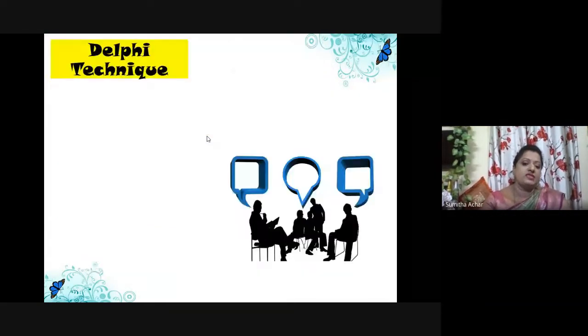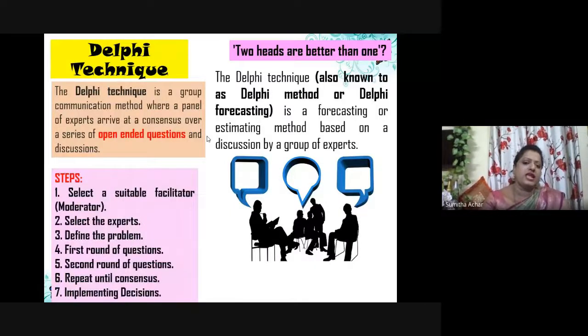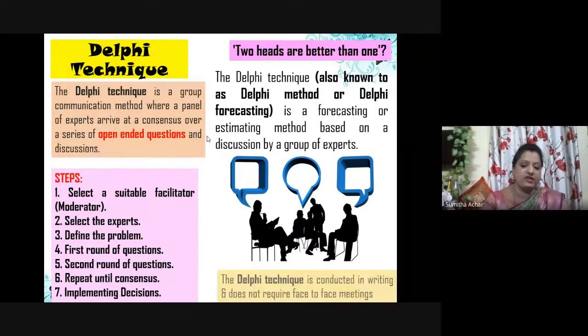Then next we have the Delphi technique, right? The Delphi technique is a group communication method where a panel of experts arrives at one consensus over a series of open-ended questions. Delphi technique is different from the focus group. Here you have a panel, you have open-ended questions, and you try to answer those questions. It's simply brainstorming, right? You try to collect and finalize on one particular consensus. So that is your Delphi technique.